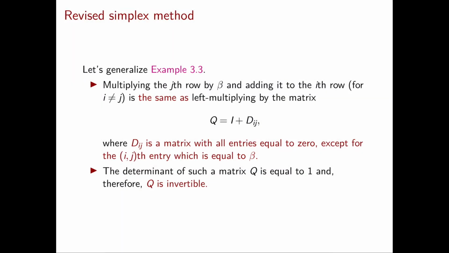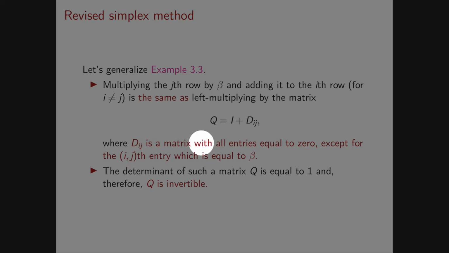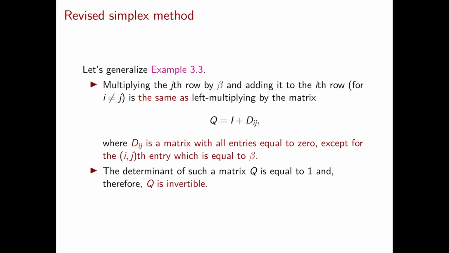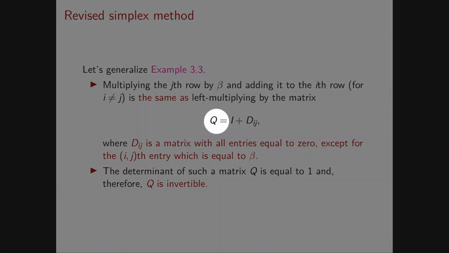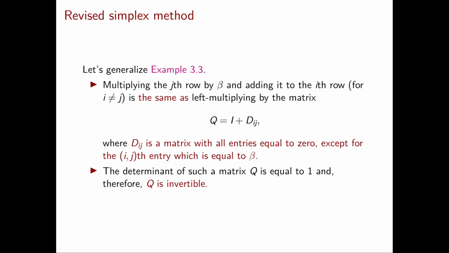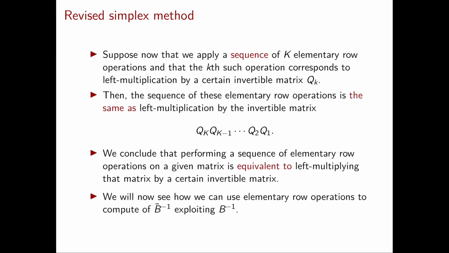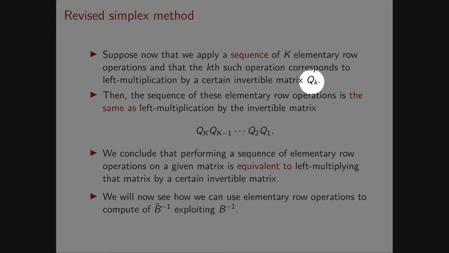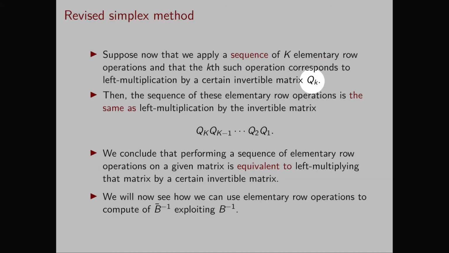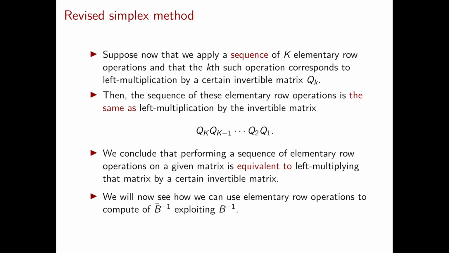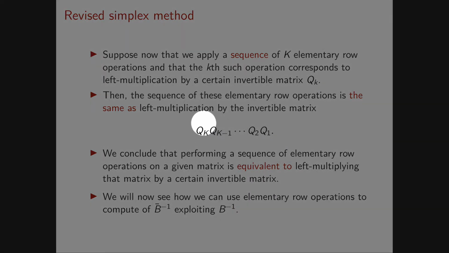A key property of this matrix Q is that it is invertible. To see that, we need to assume that i is different from j, which implies that the diagonal of Q has all 1 entries, and therefore the determinant is 1. We will be interested in applying a sequence of a number k of elementary row operations. Now let's say that the kth operation corresponds to left multiplication by matrix Qk. Then the sequence of elementary row operations can be obtained by multiplying on the left by Qk times Qk minus 1 and so on until Q1.